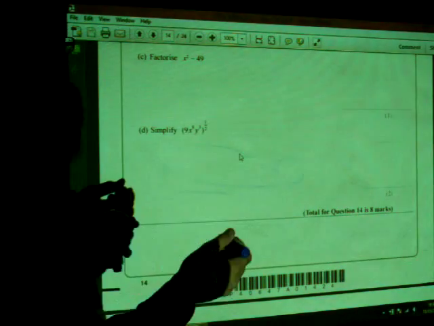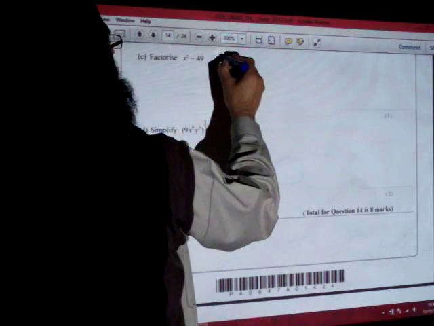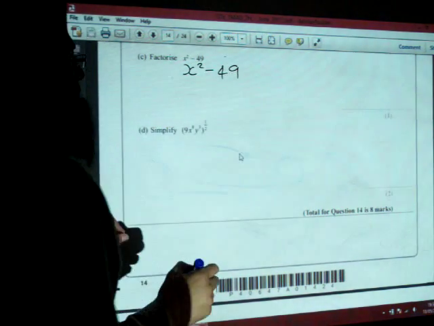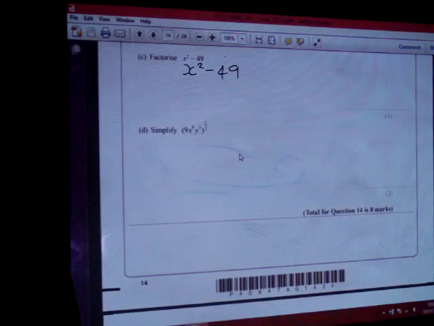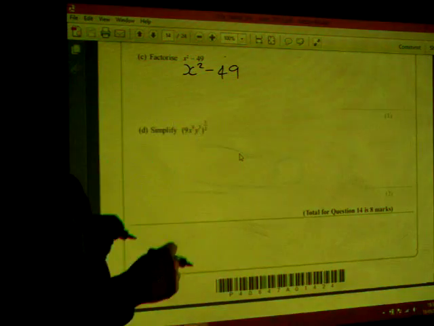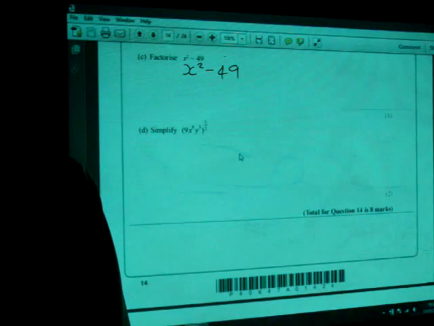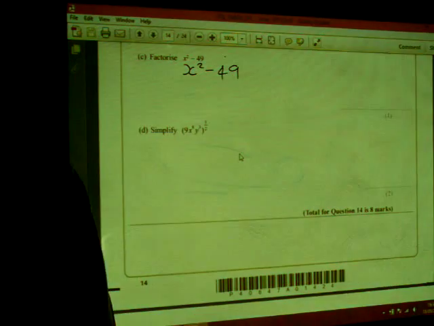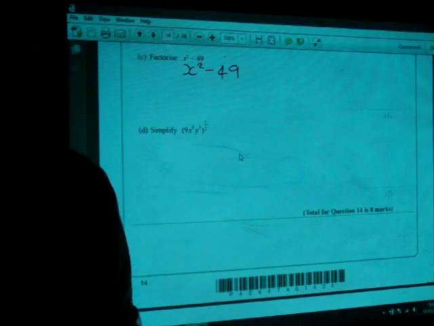Okay, the next question says factorize x squared minus 49. Let's just write it out again, a bit bigger. Now, first of all, what special type of question is this? X squared minus 49 is called the difference of two squares, because x squared is a squared number.